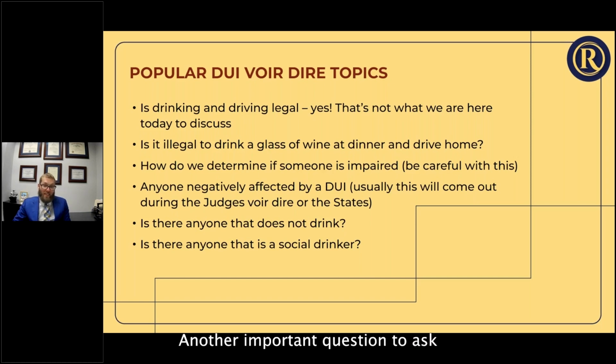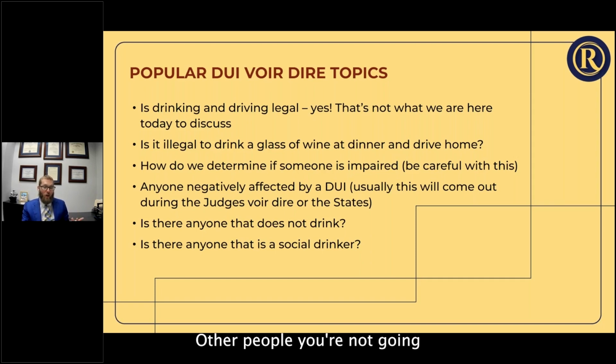Another important question to ask anyone is if they were negatively affected by a DUI. This will usually come out during the judge's voir dire. Judges usually have like a 10 to 15 question voir dire that they do before the state. You'll usually get these answers from the judge or the state attorney's voir dire. But if you don't, you have to know who's been negatively affected by a DUI, whether they were a victim of a DUI, they've lost a family member or a loved one to a DUI, or they've even had a DUI. These are typically people you're not going to want on your DUI jury panels.